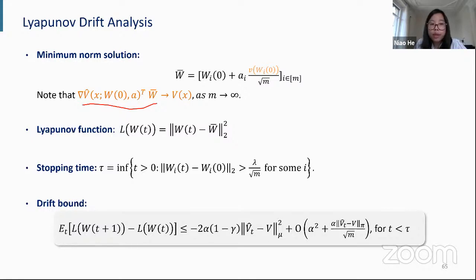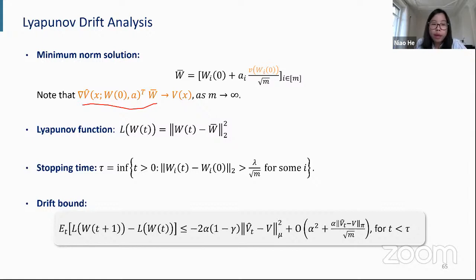You can show that if you look at the difference between these two Lyapunov functions at the two consecutive iterates, there is actually a negative drift, which relates to what we wanted to minimize, right? The distance between your value function and the true value function, plus some error terms. And those error terms depend on, for instance, how you choose your step size alpha, and how many neurons you use to estimate your function, right? So this is basically the key result that we base on.